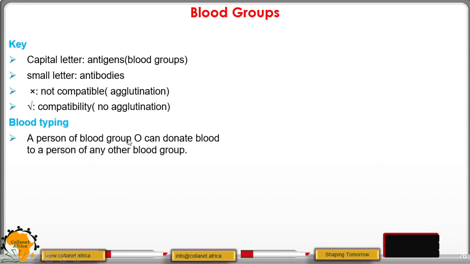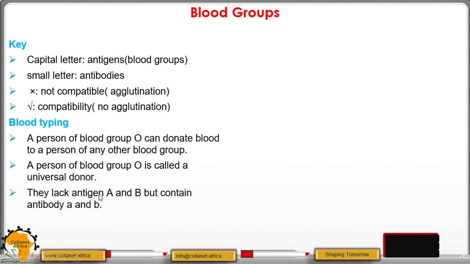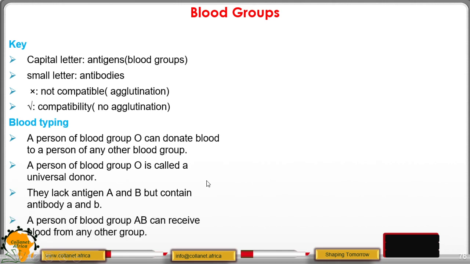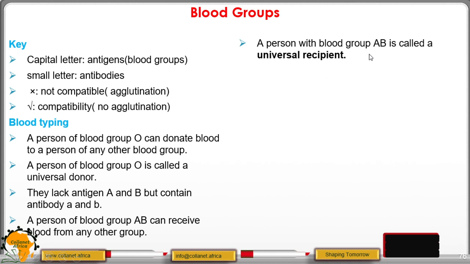So a person of blood group O can donate blood to a person of any other blood group. Reason, this is because they have no antigens but contain antibodies a and b. Such a person is called a universal donor. These people give out blood to all the blood groups. A person of blood group AB can receive blood from any other blood group because of this reason, they have no antibody.